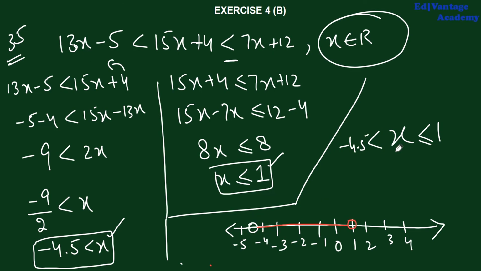And minus 4.5 is not included, it is just strictly greater than minus 4.5, but lesser than or equal to 1. So 1 will be shaded, means it's included in our solution set. So this is our solution and this is the graph of that solution set.